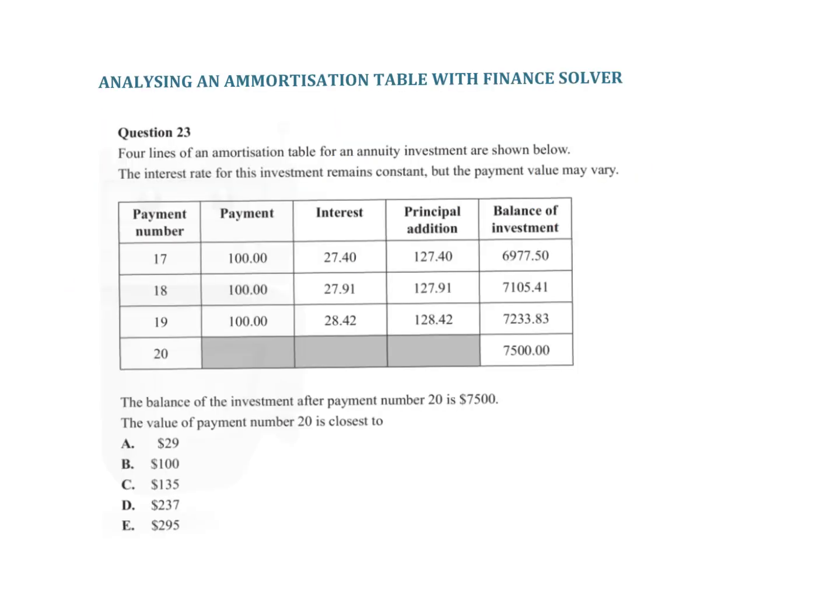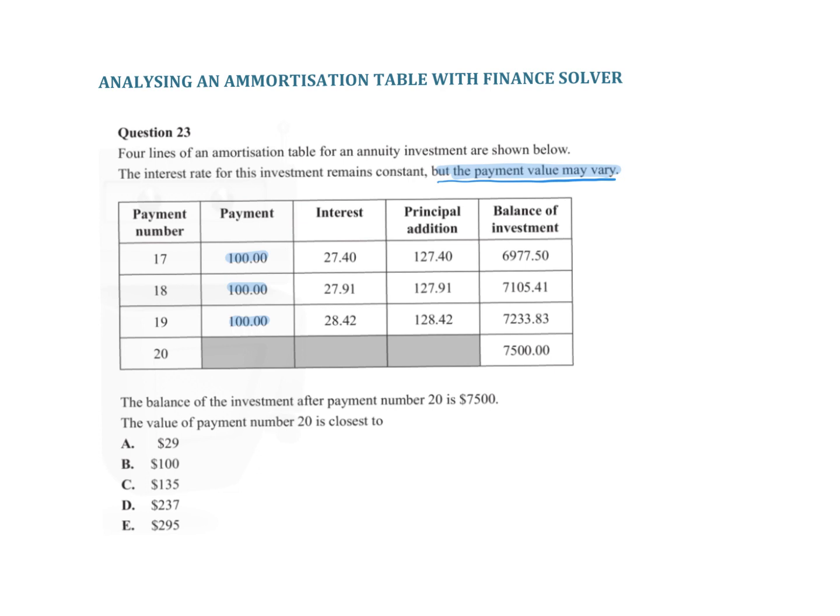Okay, so with this one, 4 lines of the amortization table for an annuity investment are shown below, and the interest rate for this investment remains constant, but payments may vary. So you have to be careful with that. That was important information, because they say payments may vary. So you can see, even though this was 100, 100, and 100, the next one could be different, and they're prompting you for that.